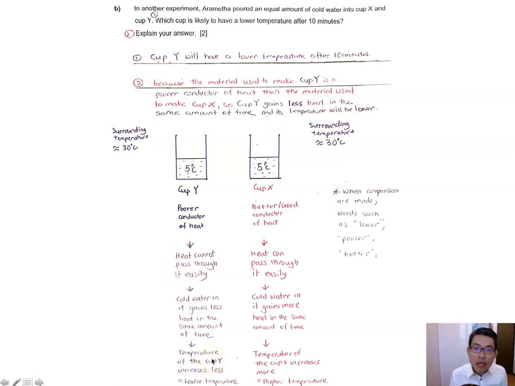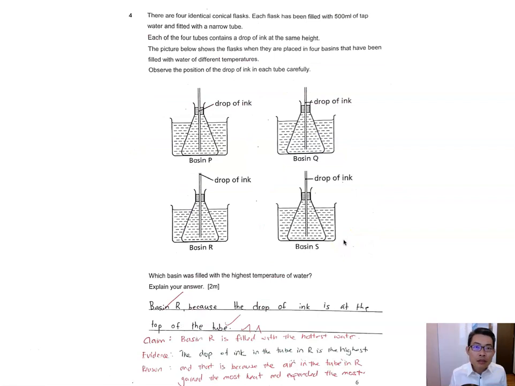Now, just a reminder, whenever you make comparisons, you must use words such as lower, poorer, better, and so forth. Okay? Now let's go on to the last question. This question, I will not explain too much. I will explain it in class with you. Alright, you can also watch my other video. I have one video with a test tube with colored water. I've explained it quite clearly there. What happens to the rise and the fall of the colored water.